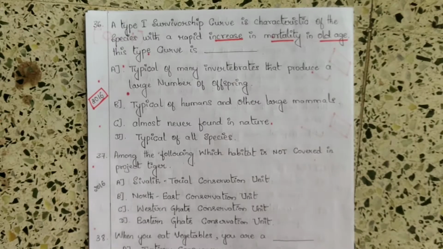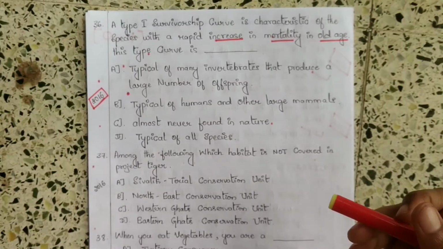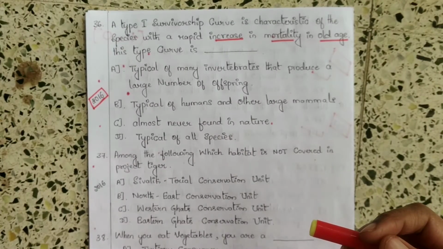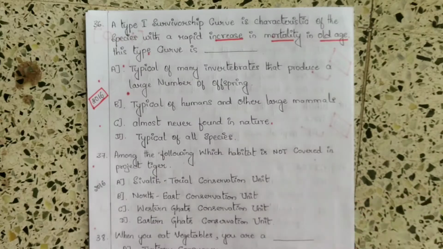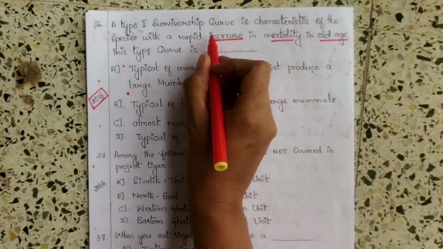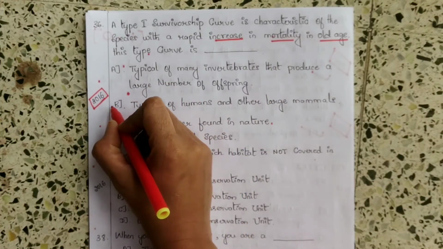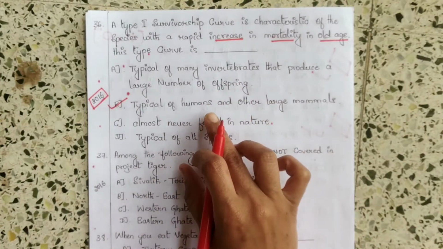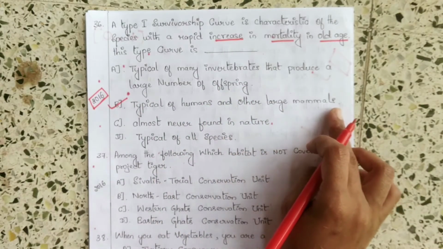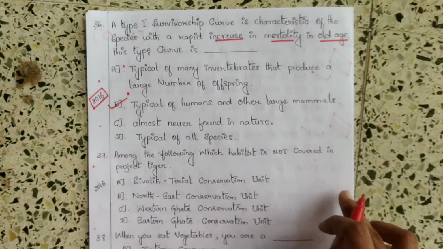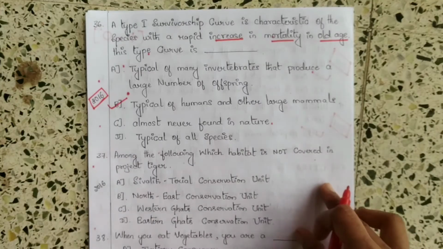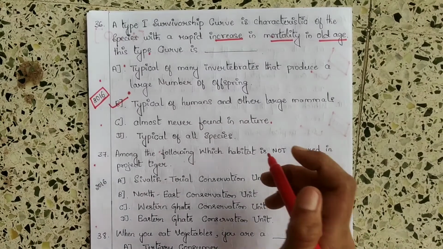I guess you know the meaning of mortality. Mortality means death rate. So they are asking about the type 1 survivorship curve, and the answer is option B, typical of humans and other large mammals. Let us move on to the next question, the 37th one.